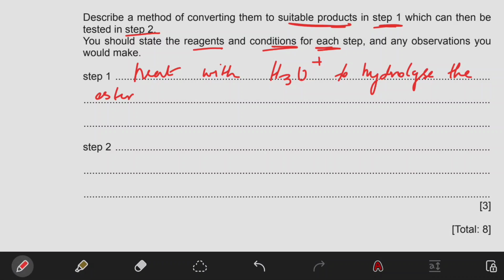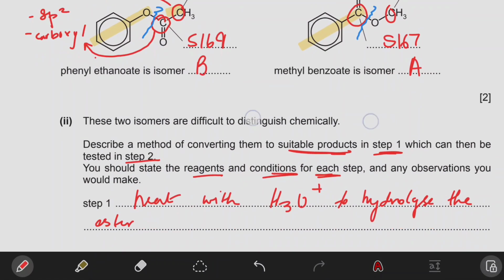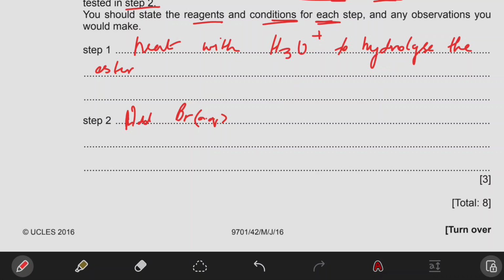So when we add aqueous bromine, what would happen with B is that it has phenol, so it would decolorize, or you can say it would give a white precipitate because of phenol.